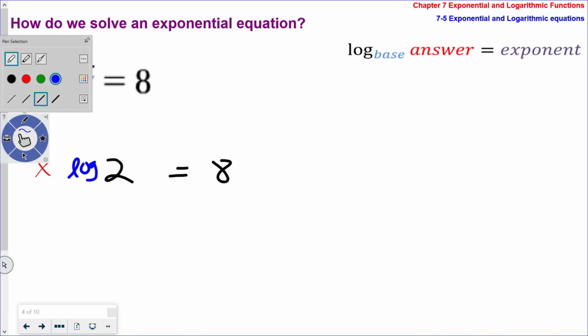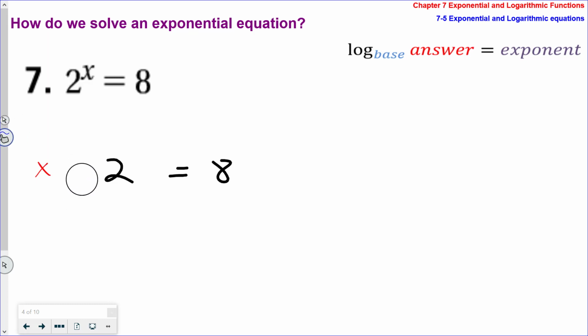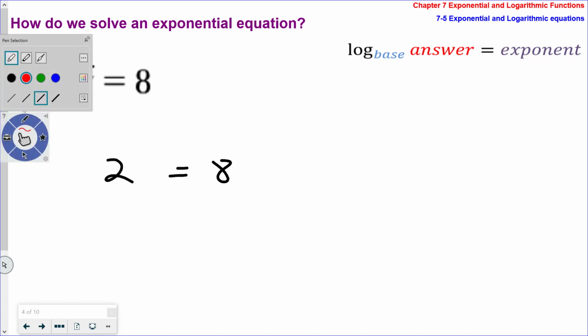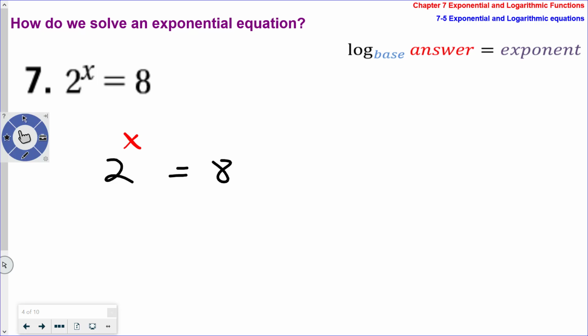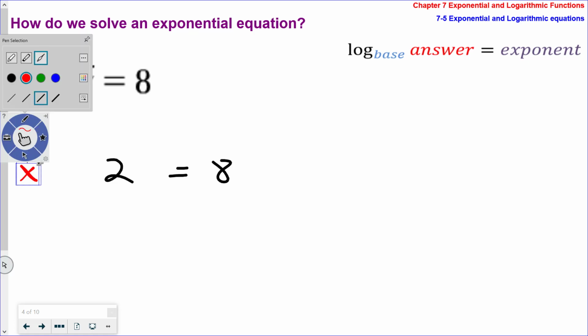I'll show you that one more time. We have our exponent. We must bring the exponent down to the base level. Once we bring the exponent down to the base level, we have to write the word log. So right now we have x times log of 2.